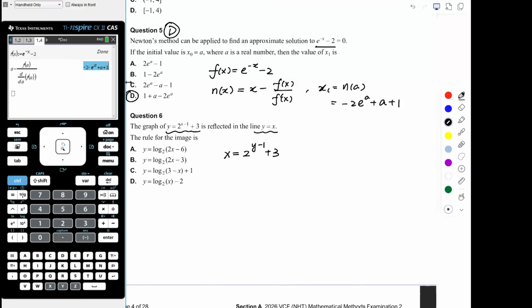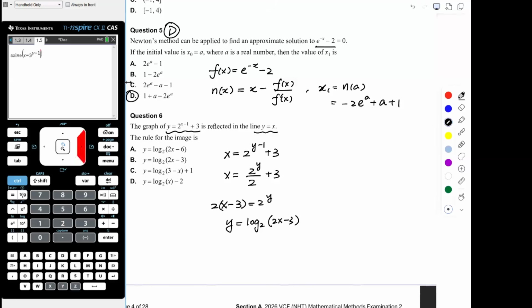To find a new equation, you can write x equals 2 to the power y divided by 2 plus 3. Therefore, you have x take 3, then you multiply everything by 2, equals 2 to the power y. Therefore, y equals log base 2 of 2x minus 3. If you want to use the CAS calculator, it's just a solve command: x equals 2 to the power y minus 1 plus 3, comma y.